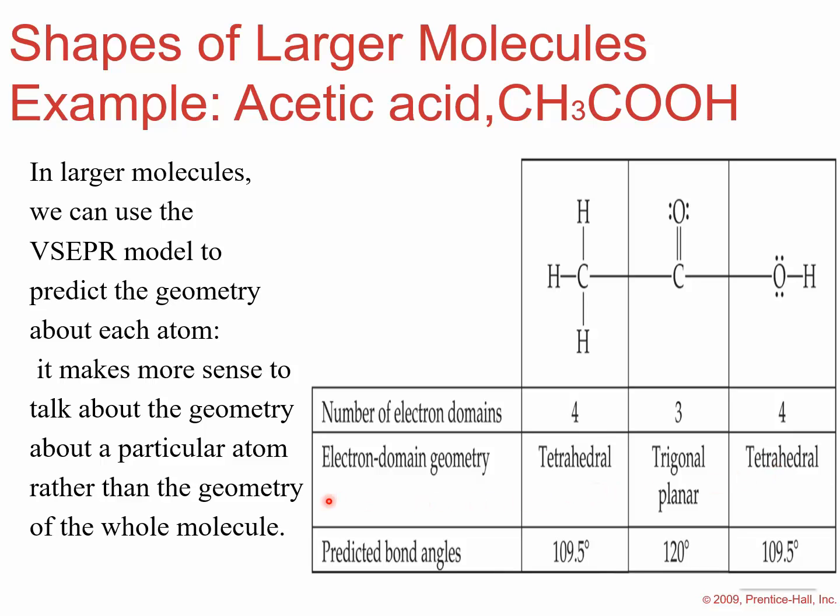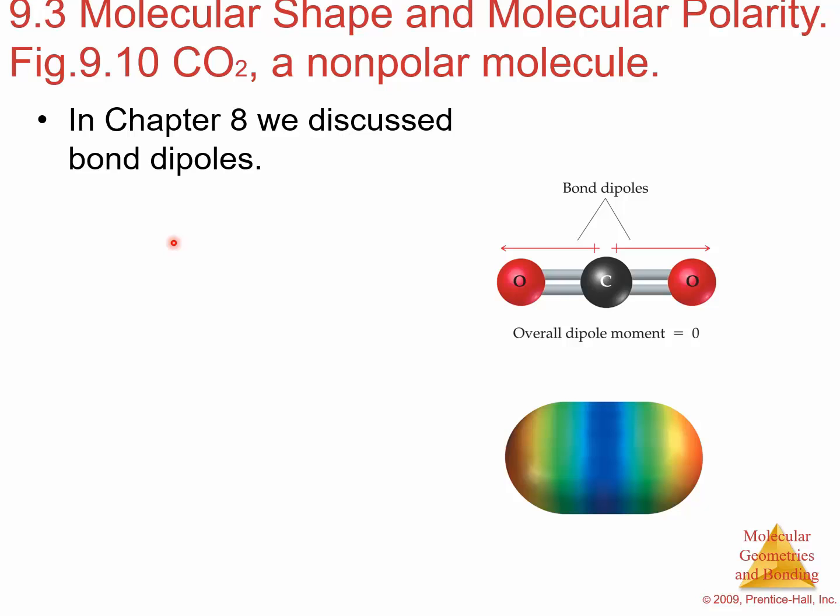But what about the molecular geometry? If we add here, for example, molecular geometry: tetrahedral, trigonal planar, but here tetrahedral bent. And the predicted bond angles are 109.5, 120 degrees, 109.5. Now let's talk about molecular shape and molecular polarity.